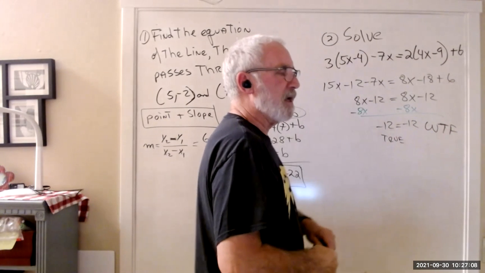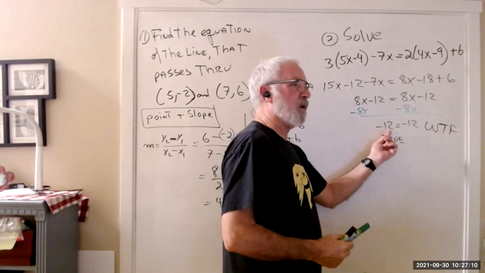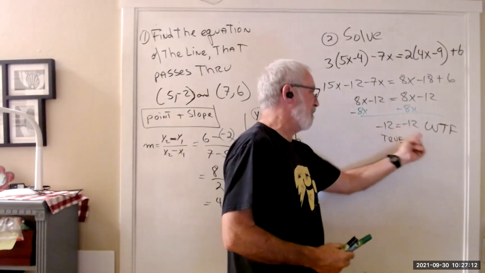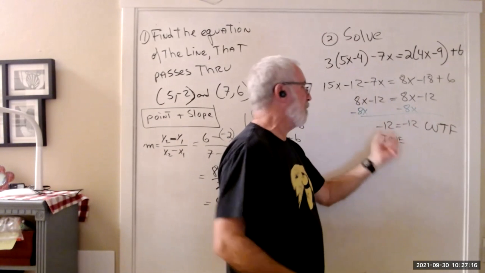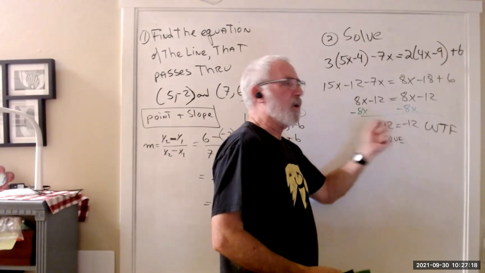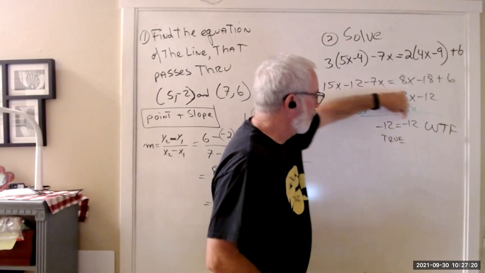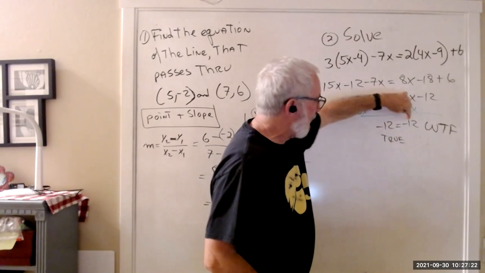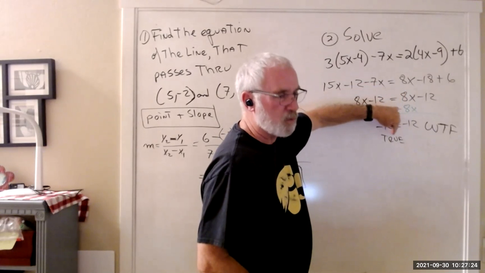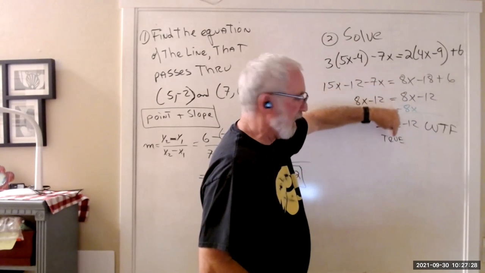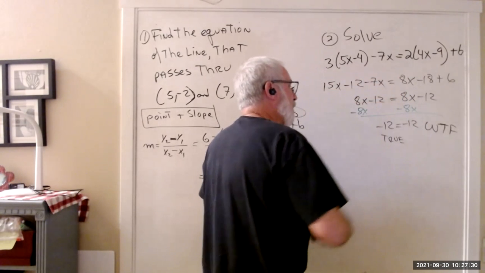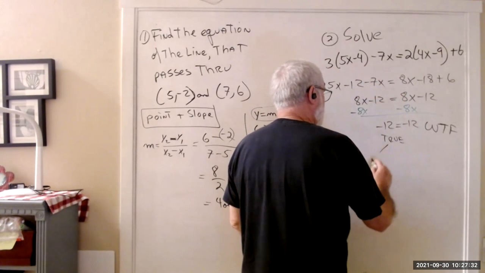And by the way, it didn't have to be negative 12. It could be 5 equals 5, 6 equals 6, 0 equals 0. It doesn't matter. What matters is there's no variable and it's true. Because there's no variable and it's true, we call this an identity.